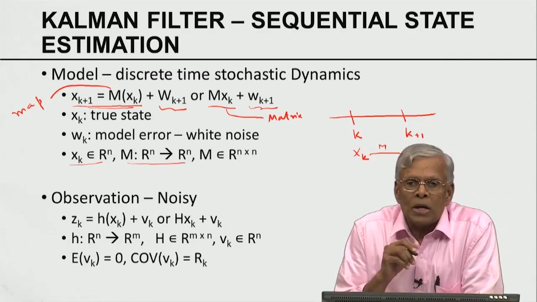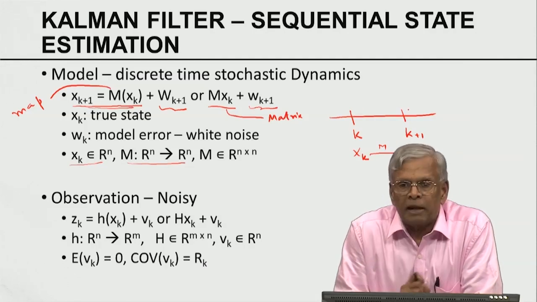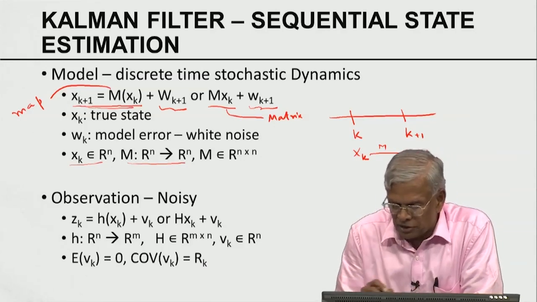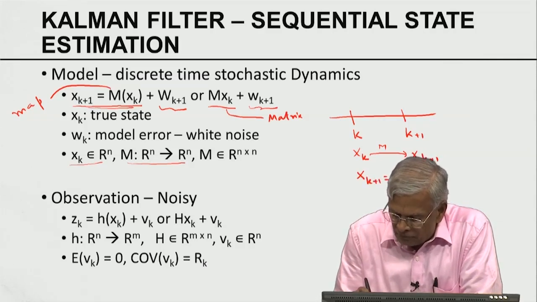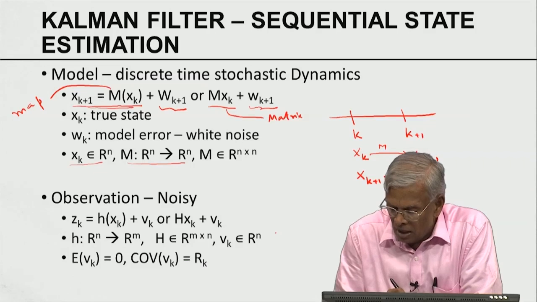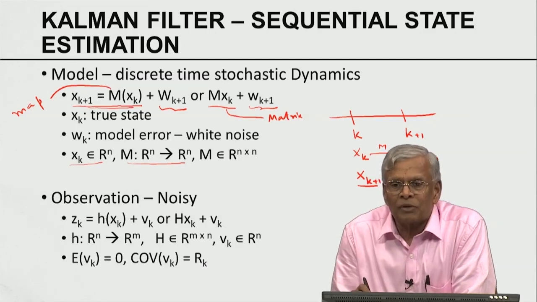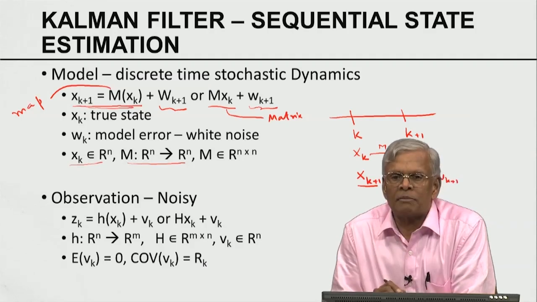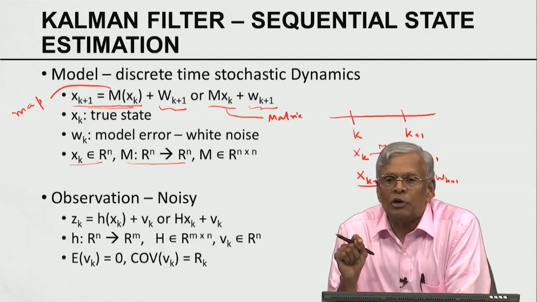The wk plus 1 is the noise. It is the noise that occurs after time k, before time k plus 1. That means I know xk, and I would like to be able to compute xk plus 1. If there is no noise, xk plus 1 would have been M times xk or M of xk, depending on whether the model is linear or nonlinear. So xk plus 1 is the sum of what a deterministic model would have given you plus a noise that comes after time k. To emphasize the importance of the noise coming after time k, I am going to denote it as wk plus 1.